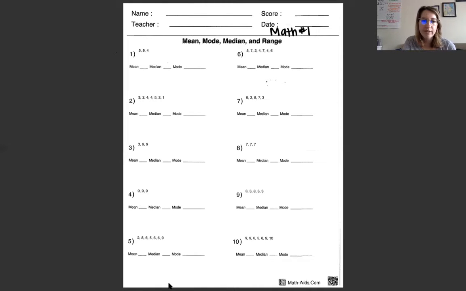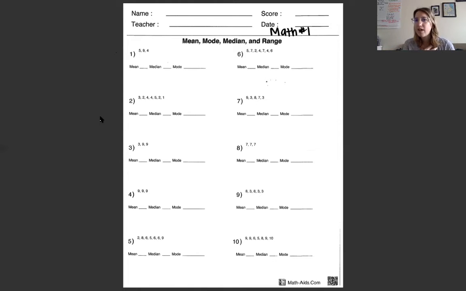So we're going to do the very first one together up here. Okay, 5, 9, and 4. Super straightforward, right? Okay, only 3 numbers. So the first thing we're going to do is we're going to find the mean.